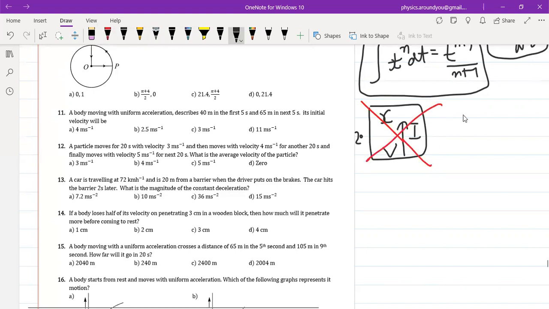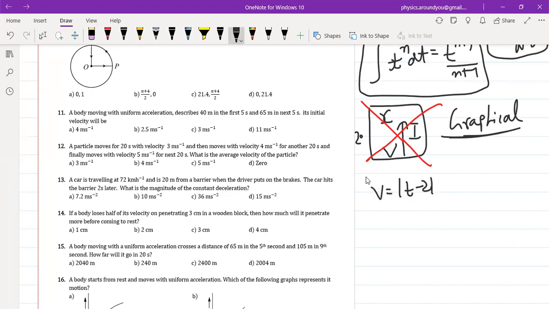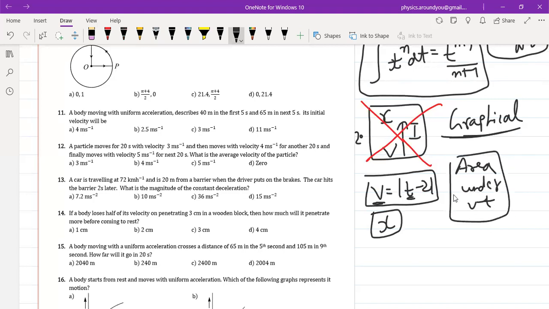And that would always be the graphical approach. Wherever possible, try to plot the graph of the relation. Here they have given V is equal to mod of t minus 2, right? How can I relate V, t, and distance? Well, other than the calculus relation, I know that the area under the VT graph will give my desired distance. So here we go. We draw the graph. The graph of mod of t minus 2 looks like this.